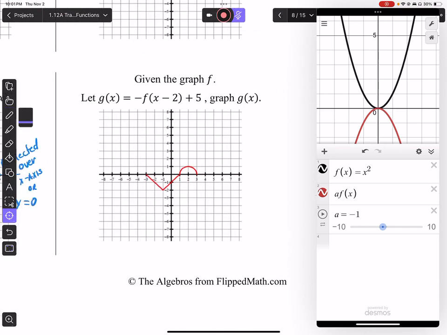Here's a, let's see here. Ooh, this one's got a bunch of stuff going on. So inside here, I'm going right 2. After I go right 2, this is going to get flipped over vertically over the x-axis. And then lastly, it's going to go up 5. So you got to kind of work these things the way the math would actually work. If you think about f being like x squared, you'd first have to do what's inside the x squared.